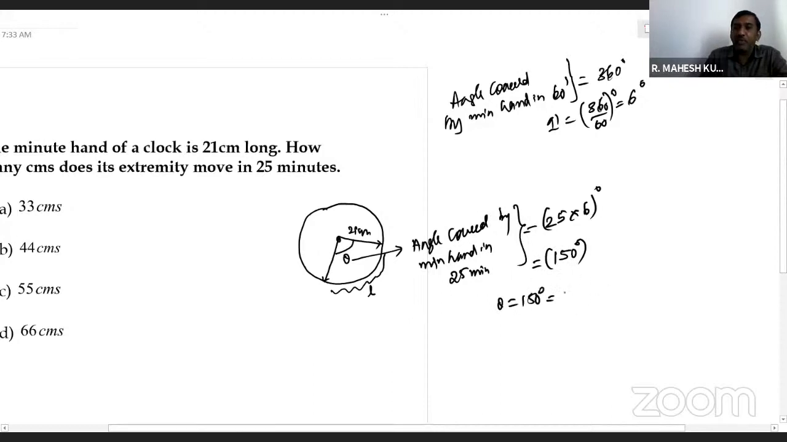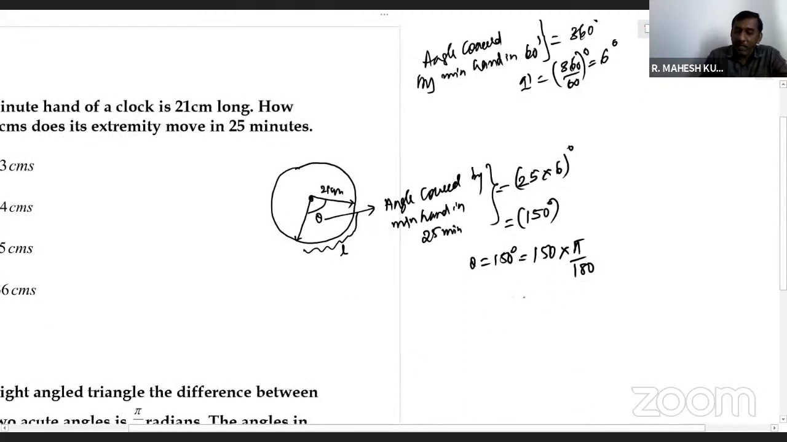We'll put it in radian. 150 multiplied by pi by 180. So this is going to be, look, 0 cancels with 0.